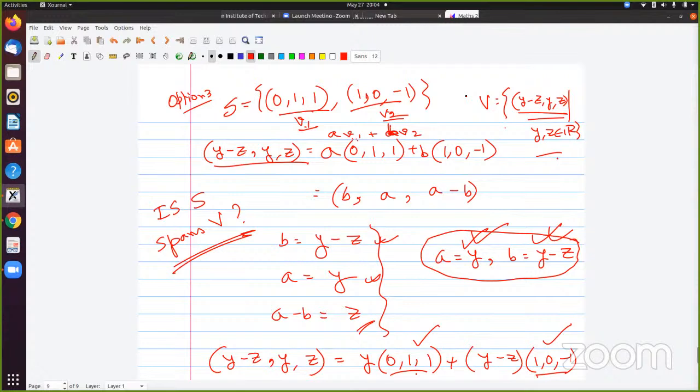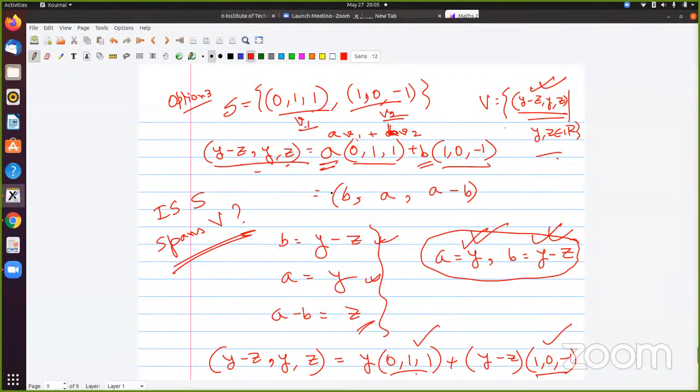Is this part clear at least? Yes, sir. So for that, what I have to do? I have to take any general element of this form, right? This is the general form of element in V, correct? Y minus Z, Y, Z. Can I write this as a linear combination of the vectors of S, correct? Till this part it is clear? Yes, sir. So when can we write that? When I can find a value for A and B. If I can find the value for A and B, I am done. Then it is a span. This is clear? Yes, sir.